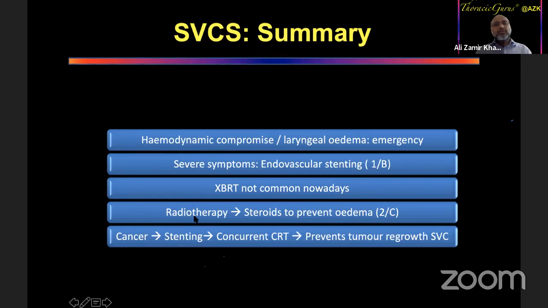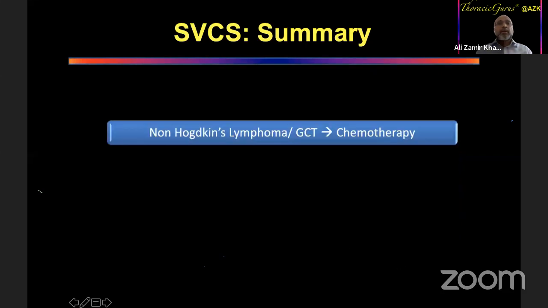In cancer settings, you can stent the patient first, then give concurrent chemoradiotherapy, and that also is known to prevent tumor regrowth in the SVC. So stenting followed by concurrent radiotherapy is one of the treatment modalities for SVC obstruction secondary to malignancy.